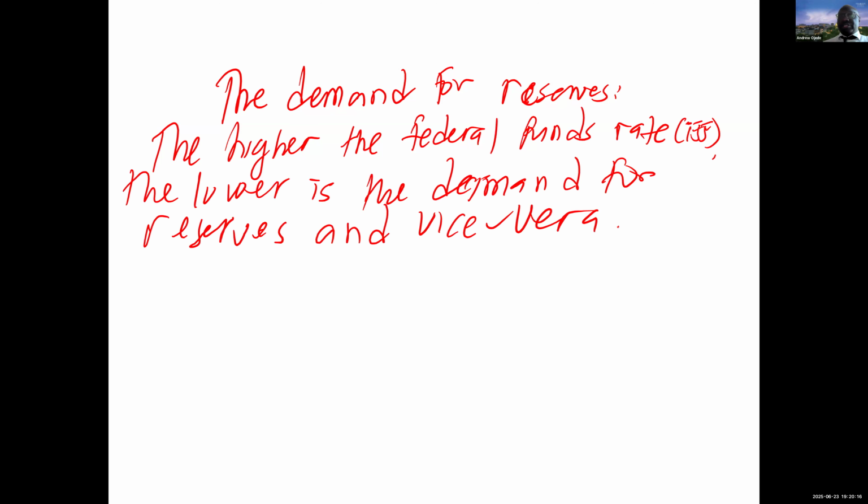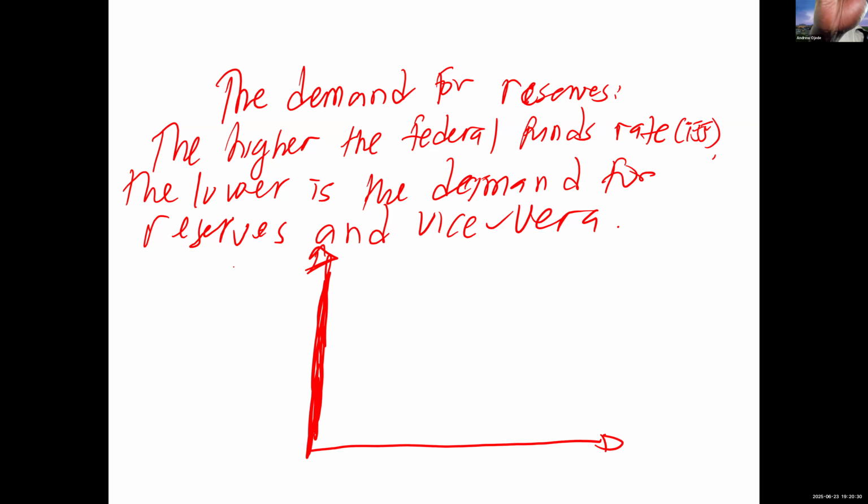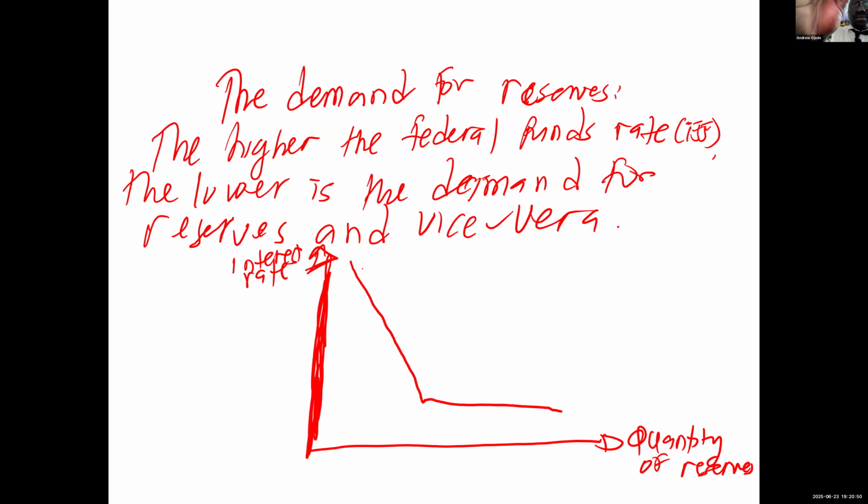Okay, so I'm going to translate this into a diagram. So the demand for reserves is going to be some demand curve that you have never seen before. It's going to be a kink demand curve. That's why this chapter is a little technical. So if I put the interest rate on this axis, interest rate here, versus the quantity of reserves, the demand curve for reserves is going to slope downwards, and then it becomes flat. Something like this. So the notation is RD.